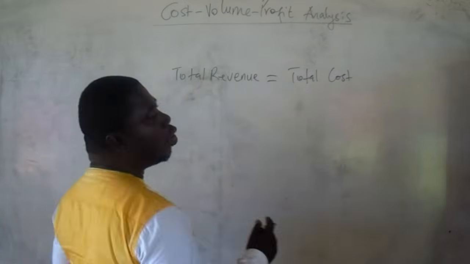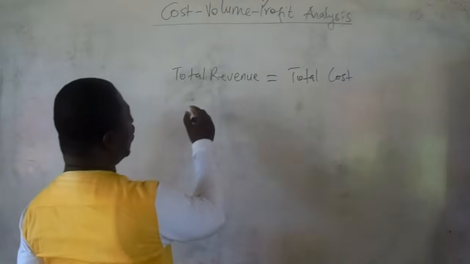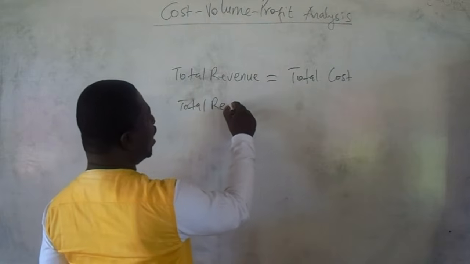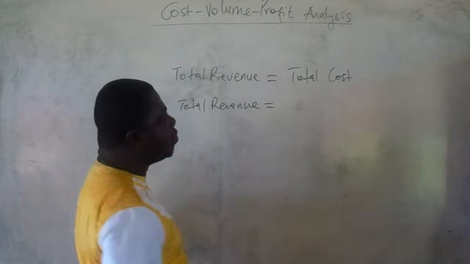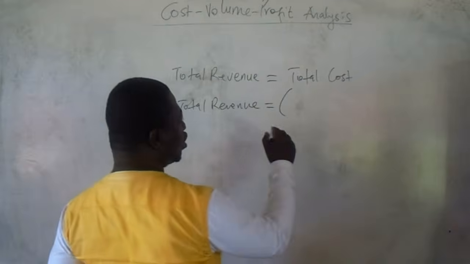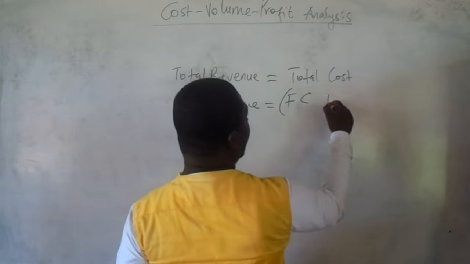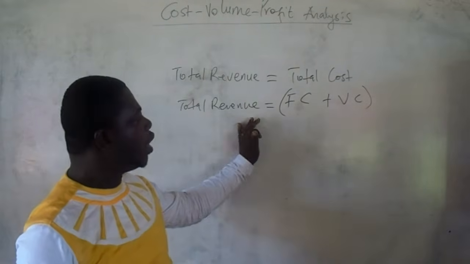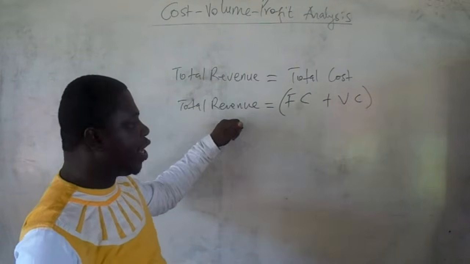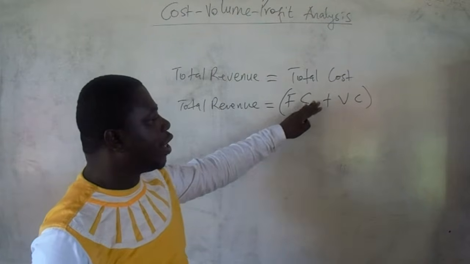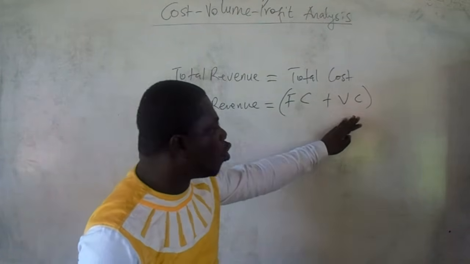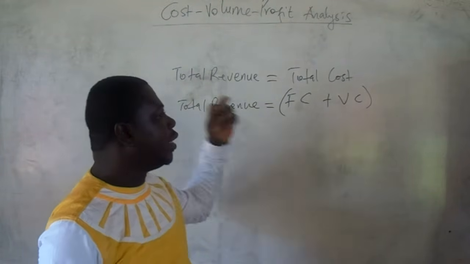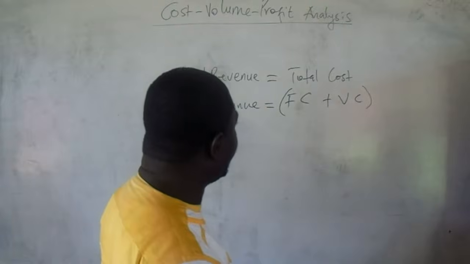For break-even, let me just keep revenue fixed here. But let me try and say that total cost is broken down into fixed cost and variable cost. And so when total revenue equals total cost, there is break-even. That means that your fixed cost plus your variable cost will be equal to your total revenue. This is the case where there will be no profit nor loss.